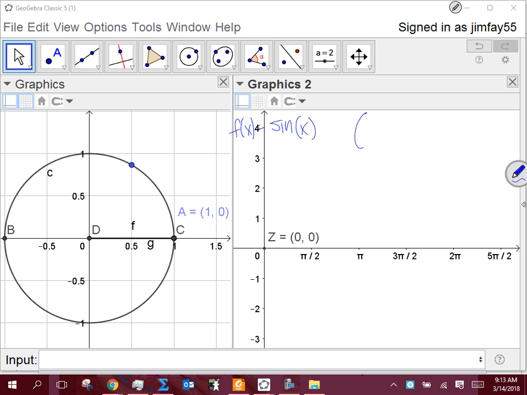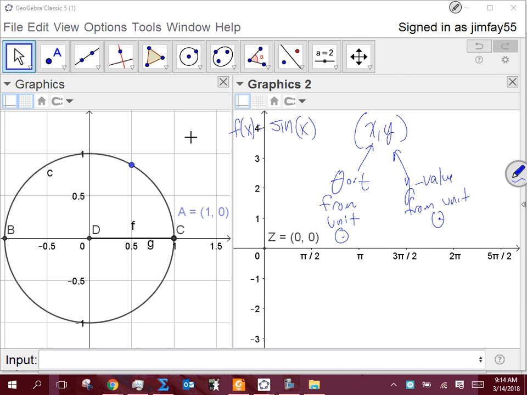Our ordered pairs are an x comma y, but this x is actually theta or t from the unit circle, right? And this is then the y value, because I'm doing a sine, this is the y value from the unit circle. Is that okay with everybody?